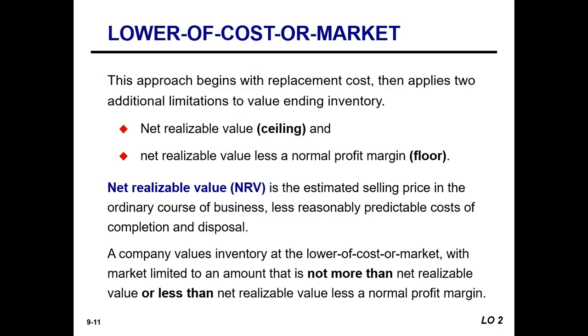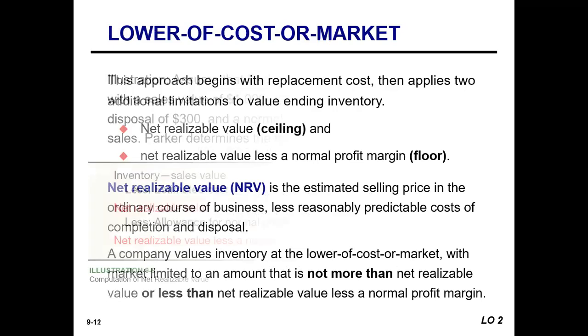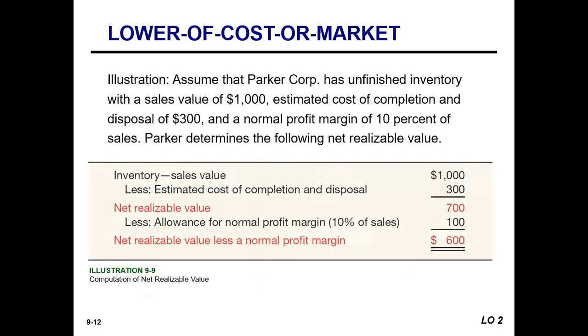All right, so then let's look at an example of this. And it says here, a company values inventory at lower of cost or market, with market limited to an amount that is not more than net realizable value or less than net realizable value, less that normal profit margin. All right, so here's our example of that.